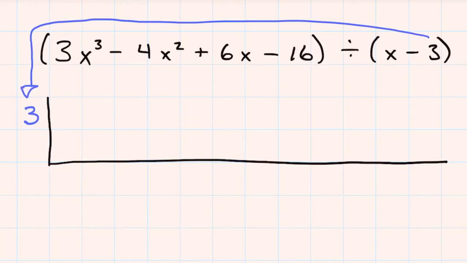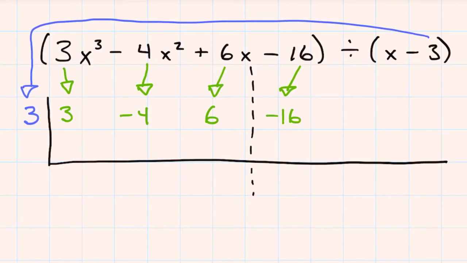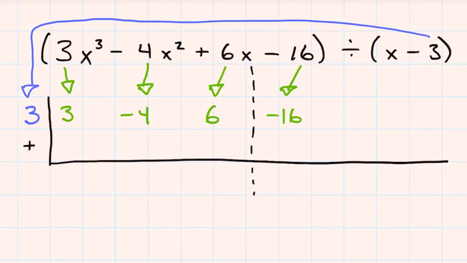And what that does for us is it makes it easier, because it'll make it so that we can always add going down. Inside our little chart, I'm going to put the coefficients of the dividend. So 3x cubed, the coefficient is 3, so I'm going to put the 3, then the negative 4, 6, and negative 16. And the last thing for setting up is I always make a little dotted vertical line that sections off that last number. It's totally optional. Some people don't do that, but I always like to do that.